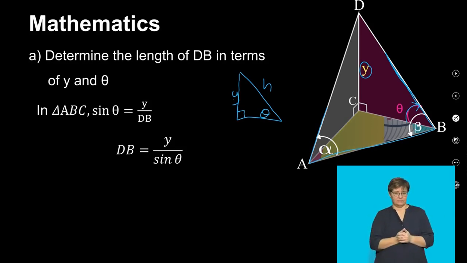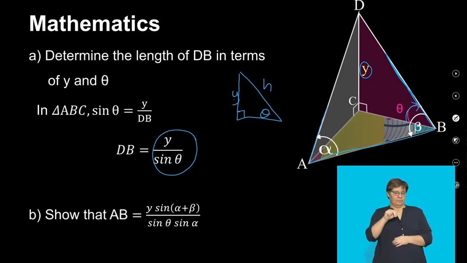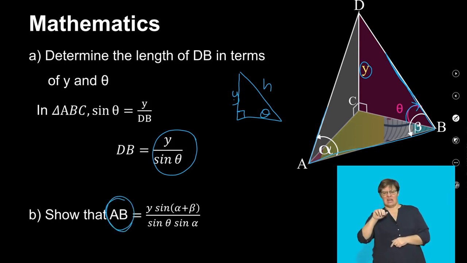Pretty simple. But the reason they're asking us this is we're probably going to use this in the next part of the question. So we use the pink triangle to find DB as being y over sine of theta. The next part of the question is they want us to show that AB is equal to some complex expression, y sine of alpha plus beta over sine theta sine alpha. Now that sounds complicated. Let's just look at what they're asking us to do. They want us just to find AB. Let's go and see where AB is and what information we have to solve AB.